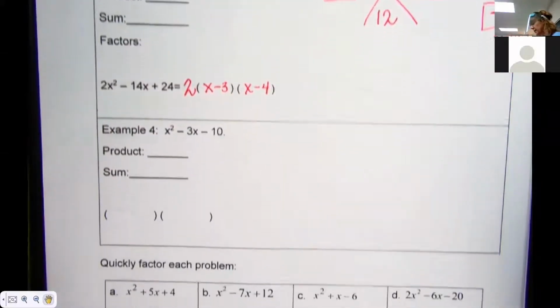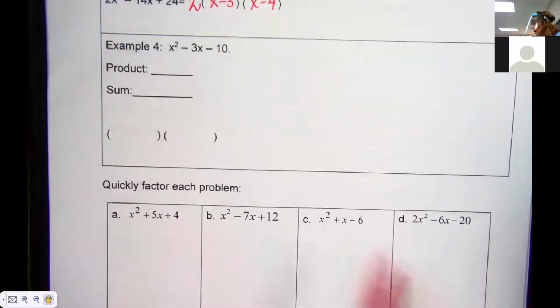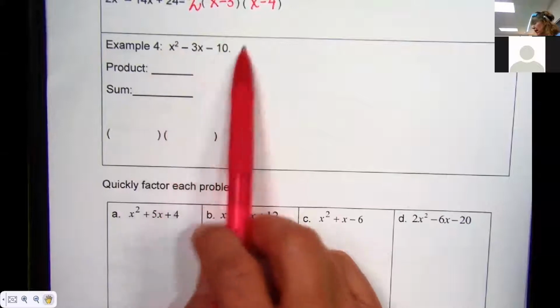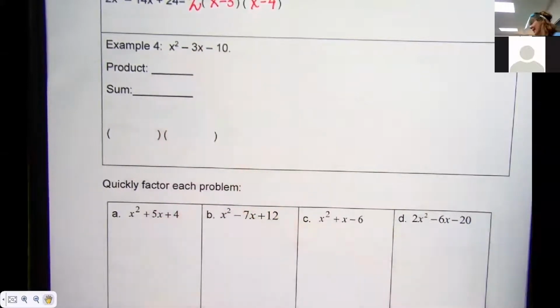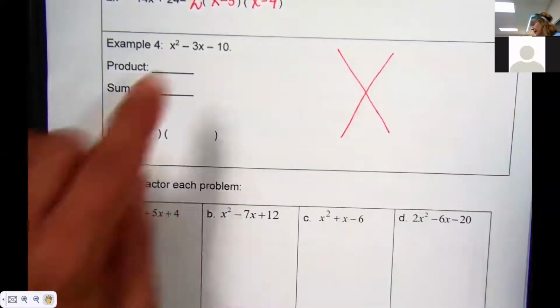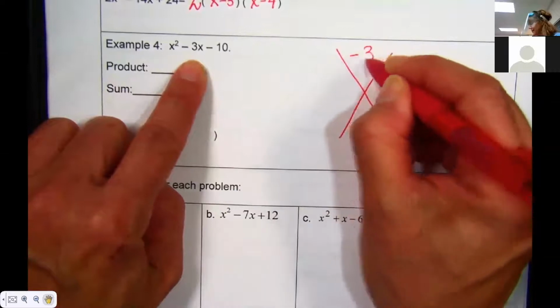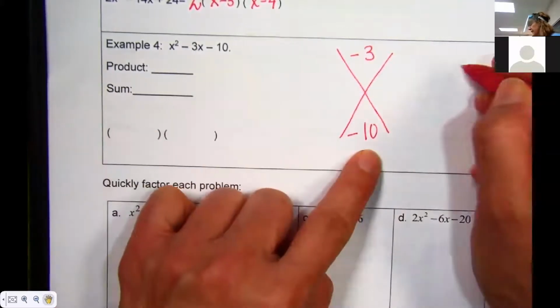All right, let's go ahead and take a look at example 4. So example 4 does not have all even numbers, and the leading one just has a 1 in front of it, so I'm not going to have a GCF. So I'm just going to go straight to my setup. I need numbers that combine up to a -3, but multiply down to a -10.